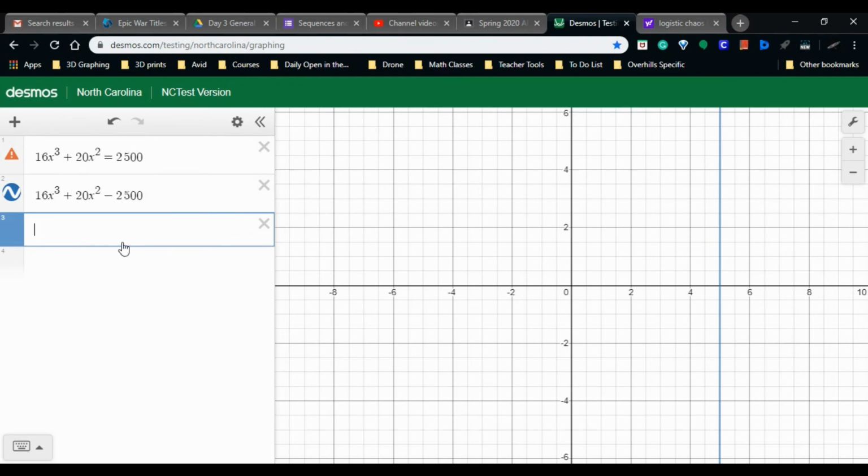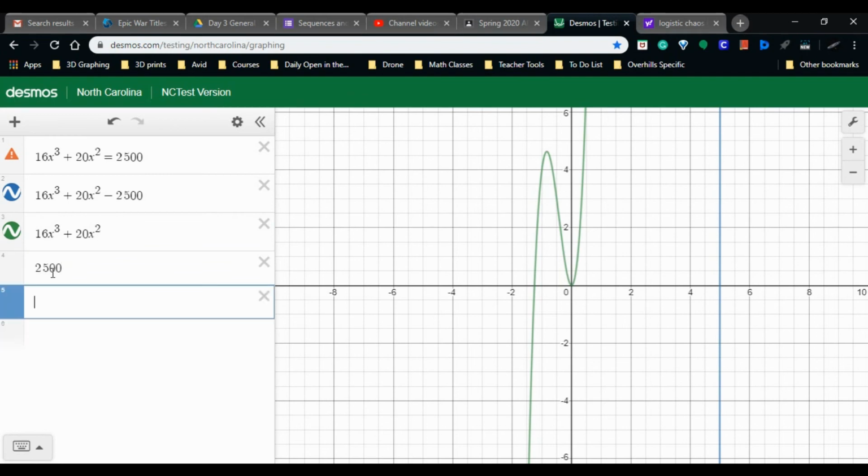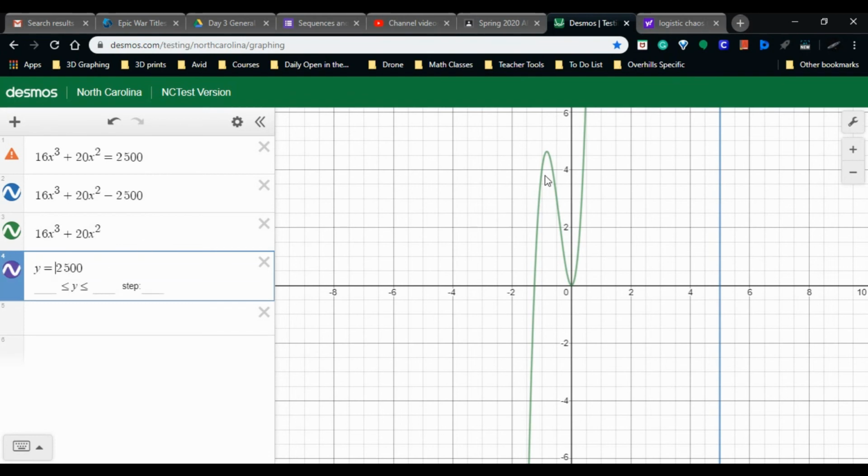And so what I want to do now is take a look at what happens when I graph both sides. So this is 16x cubed plus 20x squared. That is my left-hand side, and then I want to graph the right-hand side. Now the thing about Desmos, whenever you do this, is I just put in 2500. That tells the program that it's just a number. If you want it to graph, you have to do y equals.